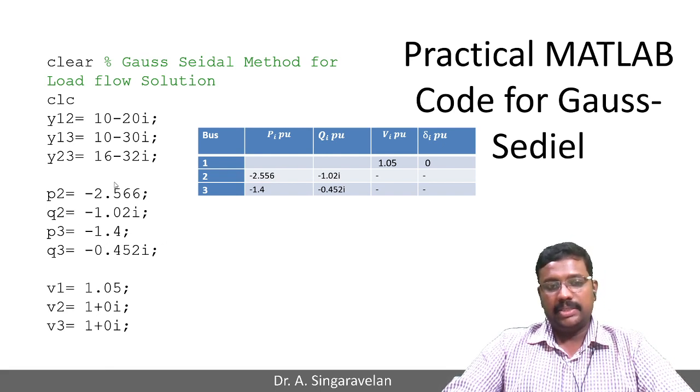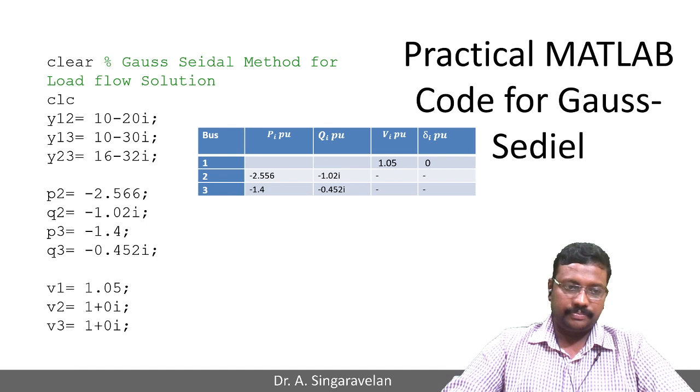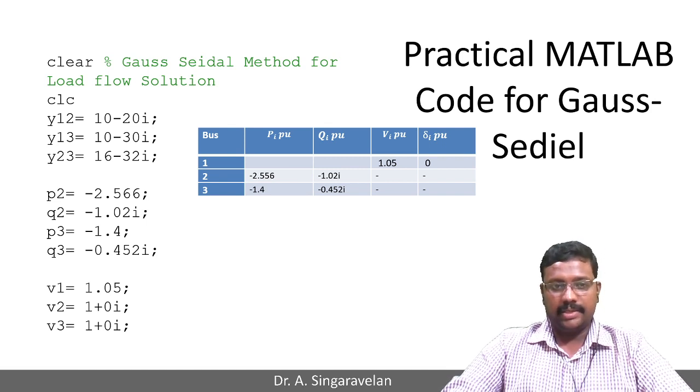As I already mentioned, the initial values of V2 and V3 will always be 1. So we are assuming the V2 value will be 1, and the V3 value will be 1 for the initial or starting iteration. And V1 is already given in the question, that is 1.05. So the inputs given to this code are Y12, Y13, Y23, all the line admittance values, the real and reactive power at buses 2 and 3, and then the starting voltage assumption values. So these are all the inputs given to the code.